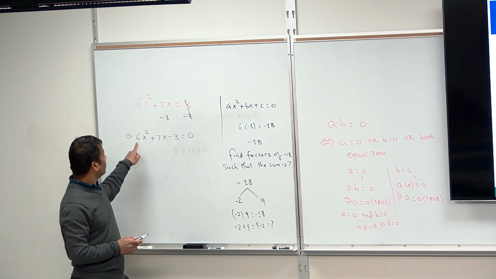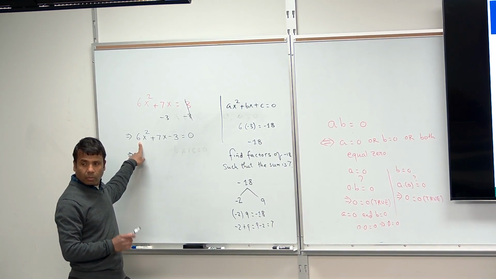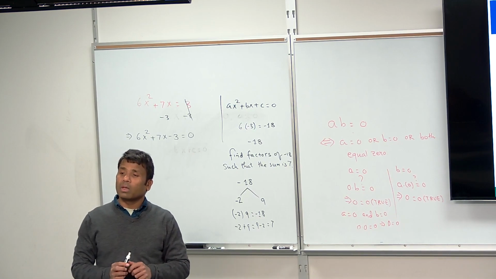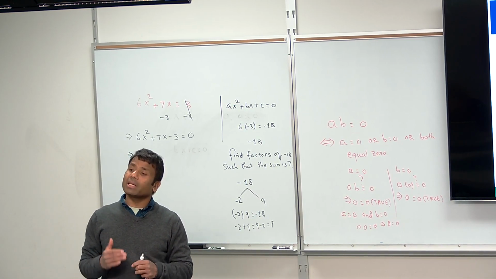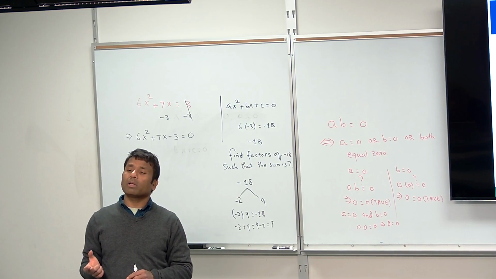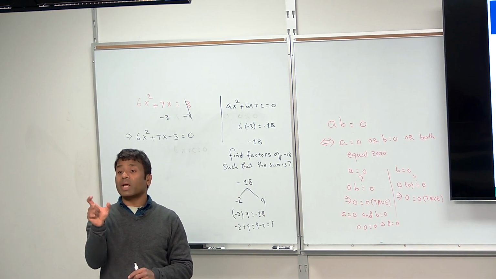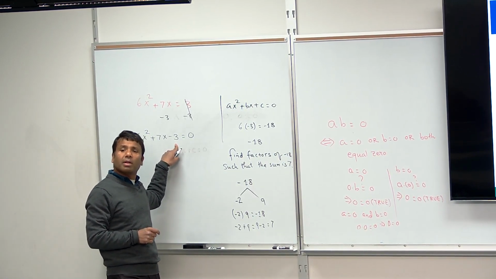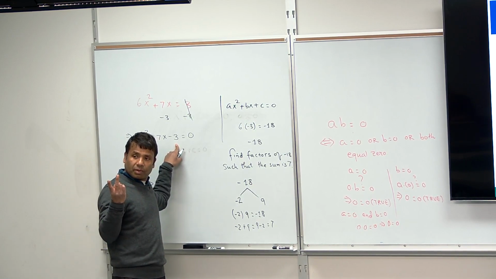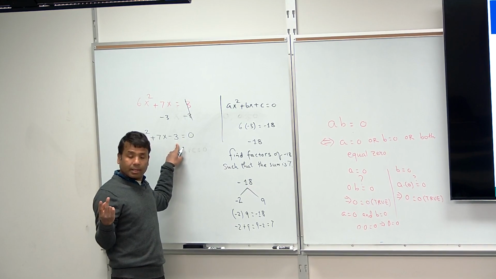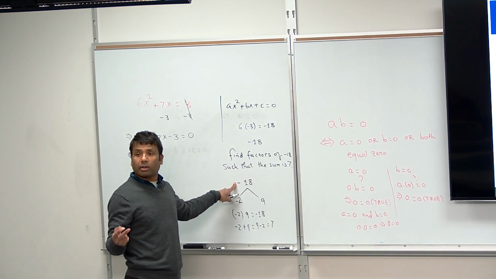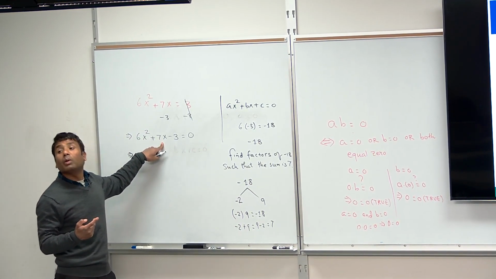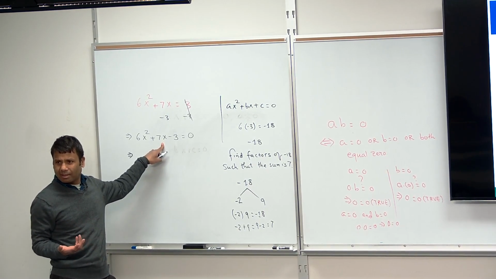You multiply the coefficient of x squared. First, if the equation is not in standard form, you have to rewrite it in standard form. Then you multiply the coefficient of x squared, which is 6, with the constant term, negative 3. You get negative 18. Then you find the factors of negative 18 such that the sum is the coefficient of x, which is 7. That makes sense?